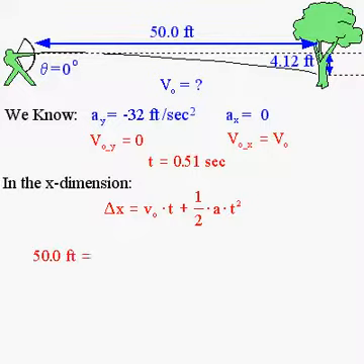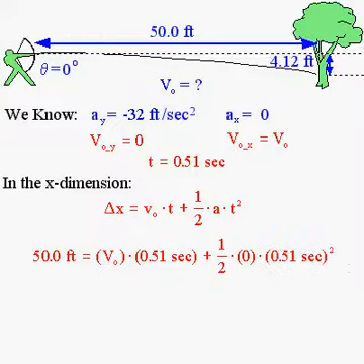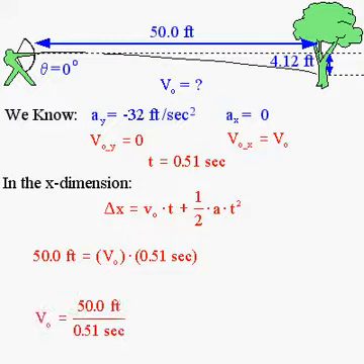The displacement as given is 50.0 feet. We don't know the velocity, but the time is 0.51 seconds. The acceleration is 0, and the time once again is 0.51 seconds. The second term on the right-hand side cancels because the acceleration is 0. So we're left with a pretty simple equation, and all we have to do is divide both sides by 0.51 seconds to solve for v0. When we work out the numbers, we find that v0 equals 98 feet per second. So that's the initial speed with which the arrow was launched.